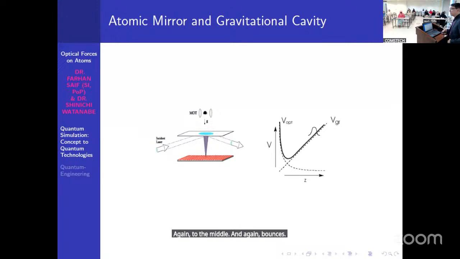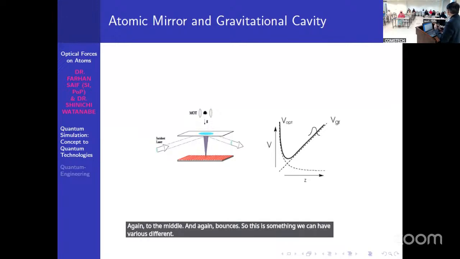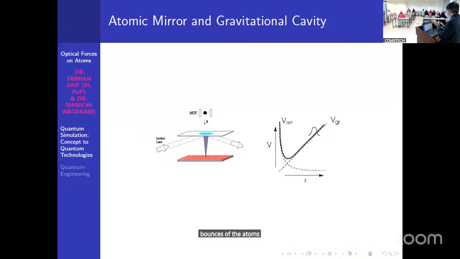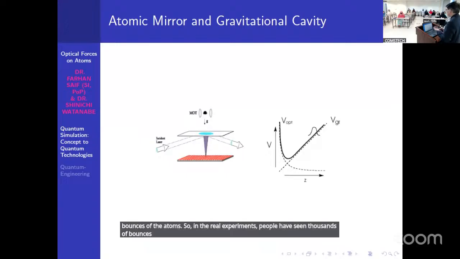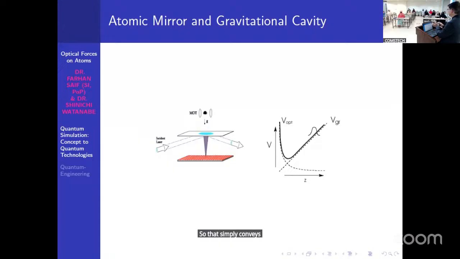So we can have various different bounces of the atoms. In real experiments, people have seen thousands of bounces of the atoms. So this is very useful. That simply conveys that these kinds of setups are very stable setups. We can control them, and we can use them very comfortably.